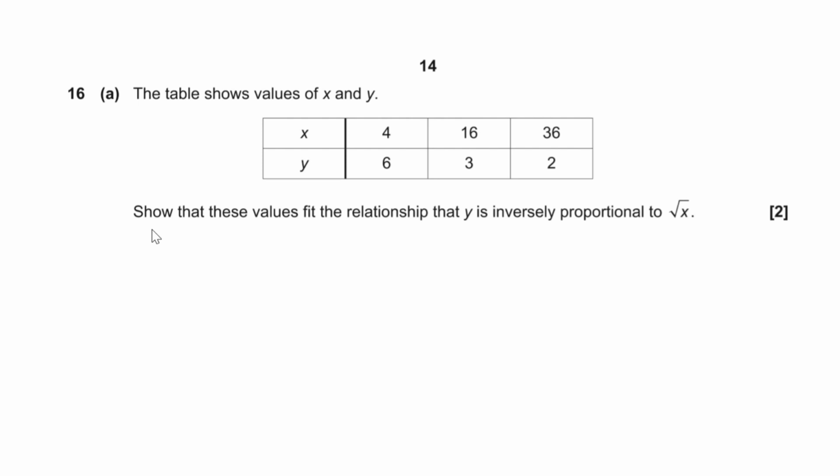Question number 16. The table shows values of x and y. So that's what we see in this table, and for part A we have to show that these values fit the relationship that y is inversely proportional to the square root of x. So we've got y being inversely proportional, so we've got 1 over square root of x, and therefore y is equal to k over square root x.